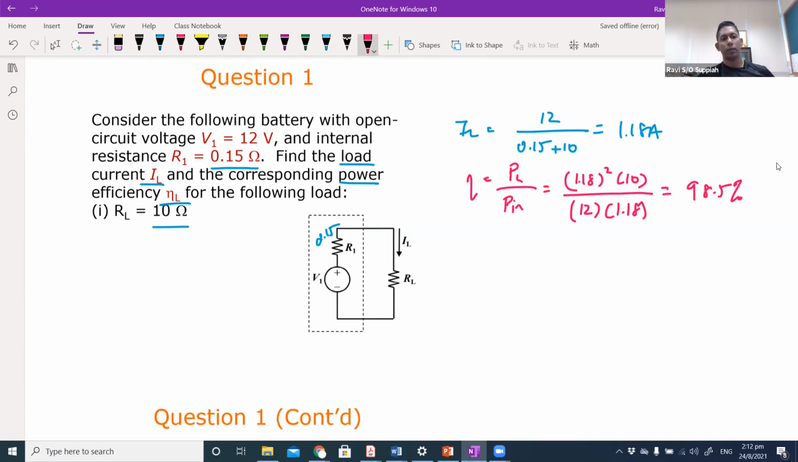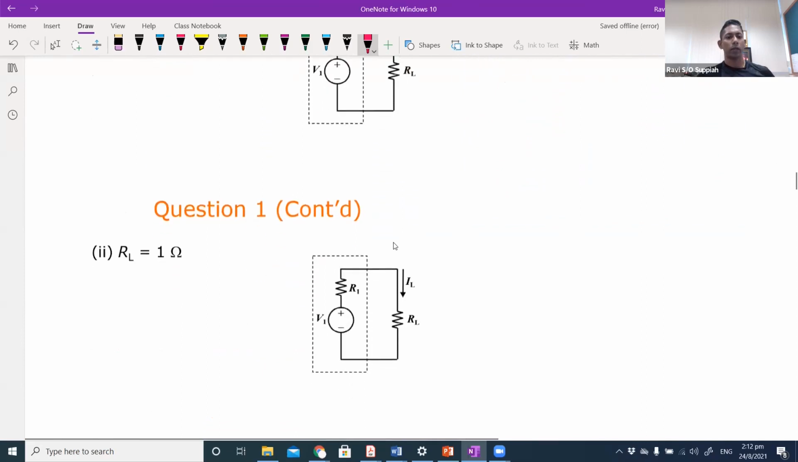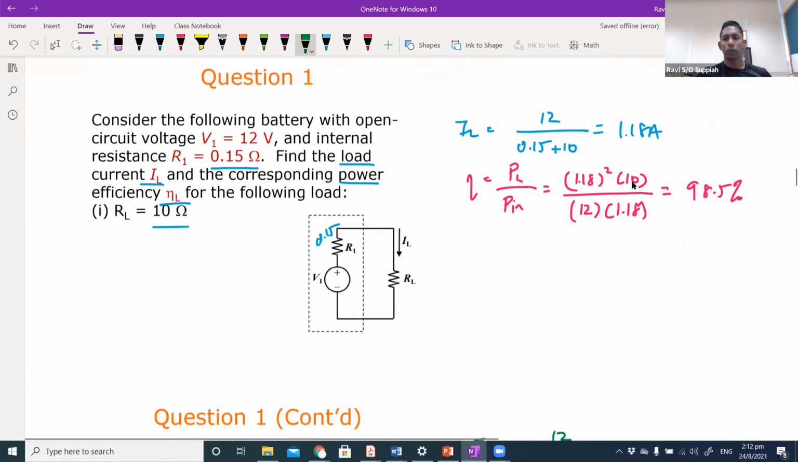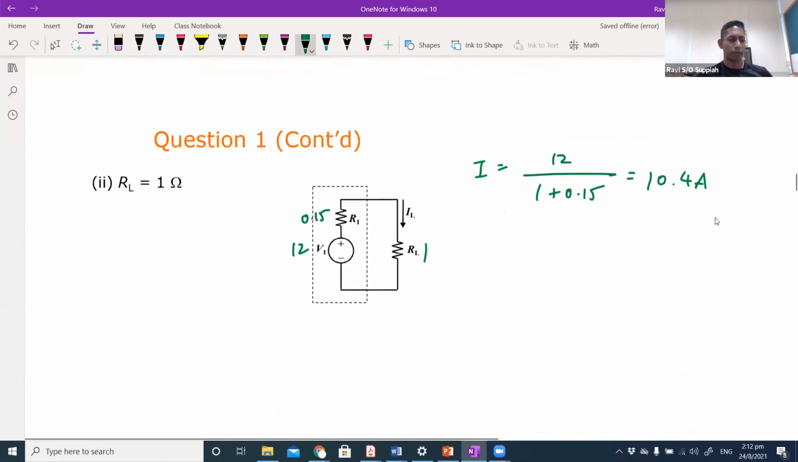If my load is 10 ohm. Now what if my load is 1 ohm? If my load is 1 ohm, what happens? It's the same thing. I got 12 volts here, I got 0.15 here, and now my load is 1 ohm. So the current would have been 12 over 1 plus 0.15. You can see that the current would shoot up tremendously, 10.4 ampere, compared to here, which is 1.18. So the current has shot up tremendously.